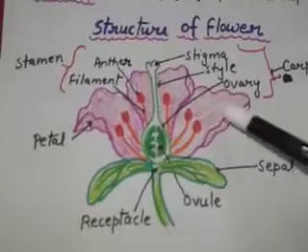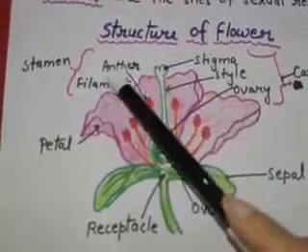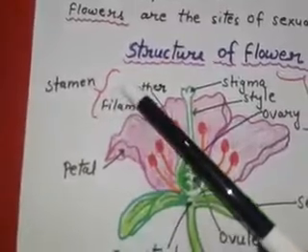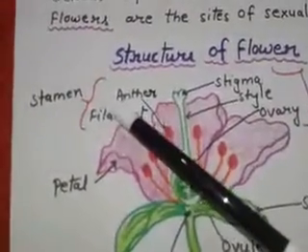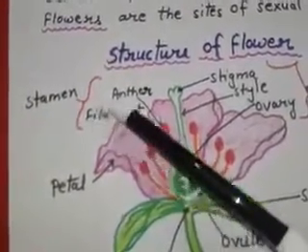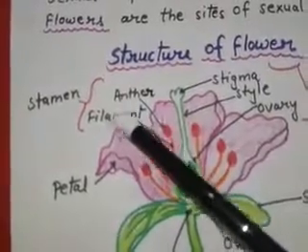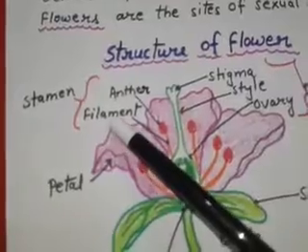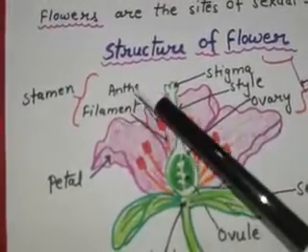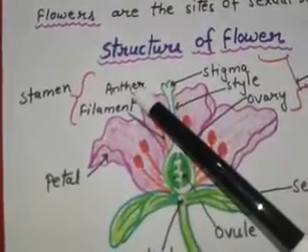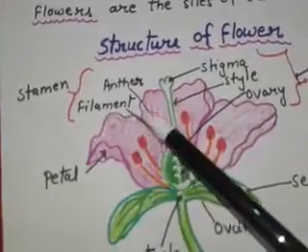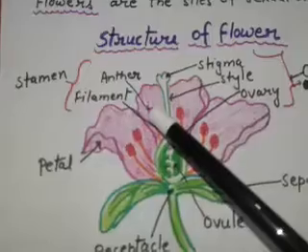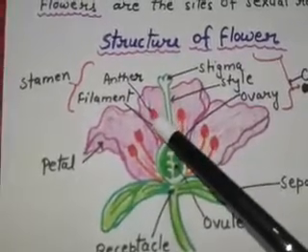Over here, see, this is a stamen which is the male reproductive part or male sex organ of the flower, which consists of two parts, anther and filament, okay. Anther bears pollen grains and is attached to the filament. Anther is a bilobed structure and each lobe consists of two theca.